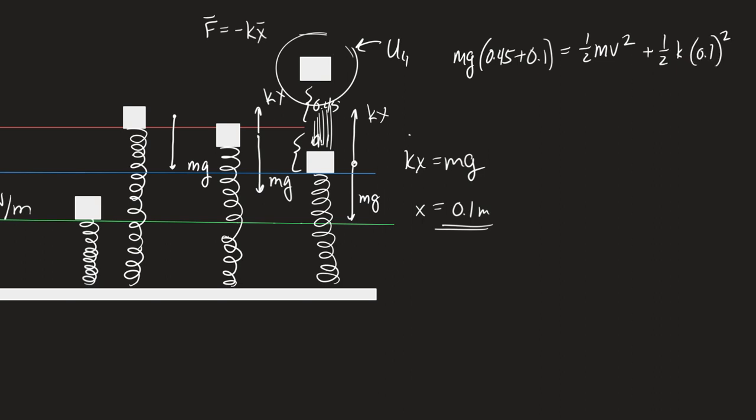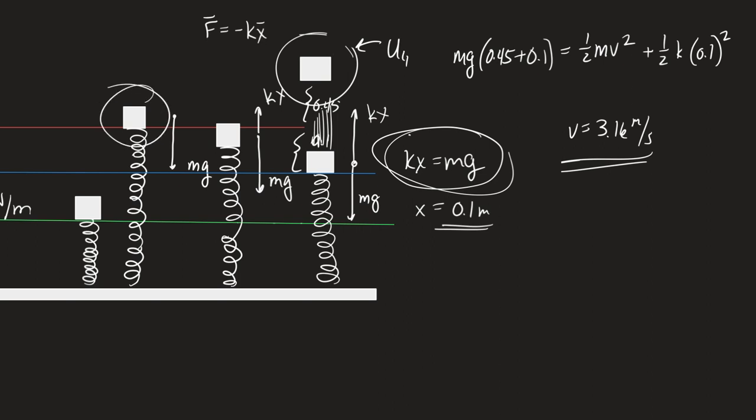The hard part was figuring this out. They know you're all going to get 3 meters per second. But the actual answer is 3.16 meters per second. It speeds up a little bit past that point. It's going 3 meters per second here, but it's still getting faster.